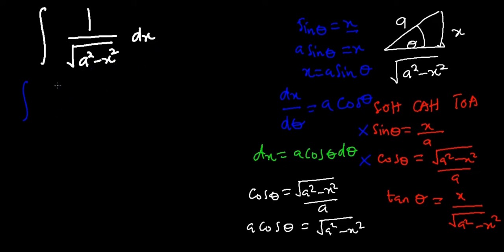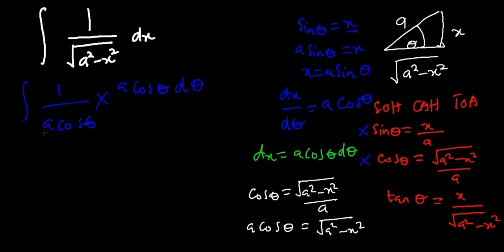So that is 1 over the square root of a squared minus x squared. Now we find it to be a times cosine of theta. So now let's write it here. That will be divided by a times cosine of theta times dx. And dx is now equal to a times cosine of theta d theta. So that will be a times cosine of theta d theta.